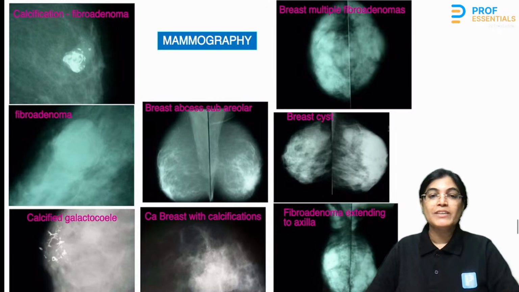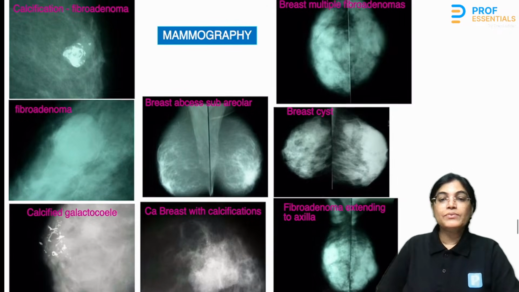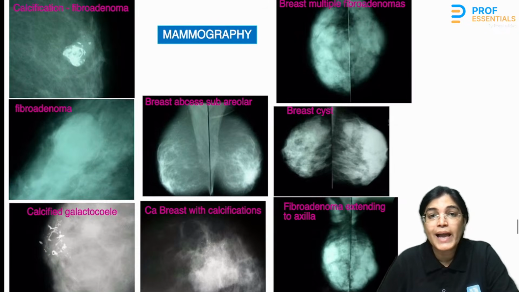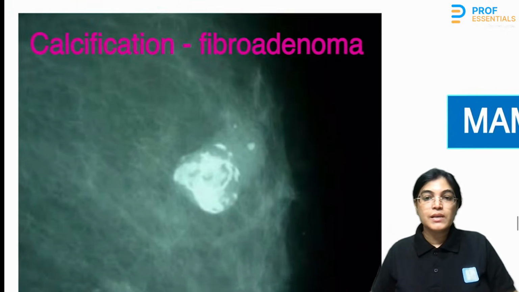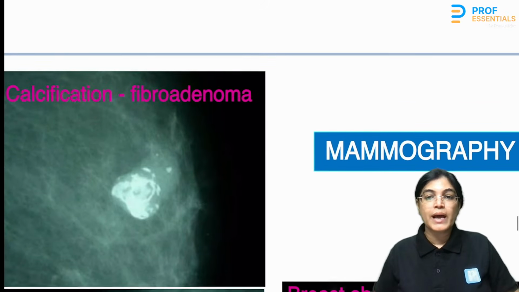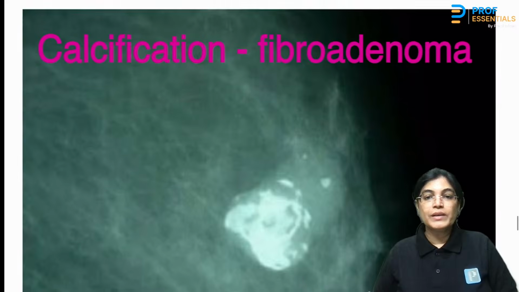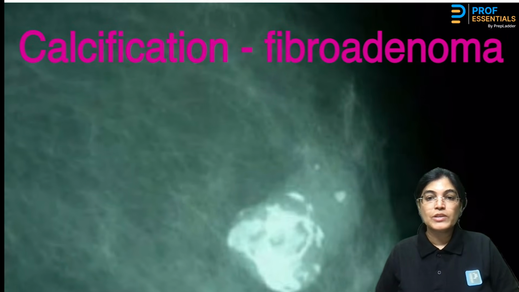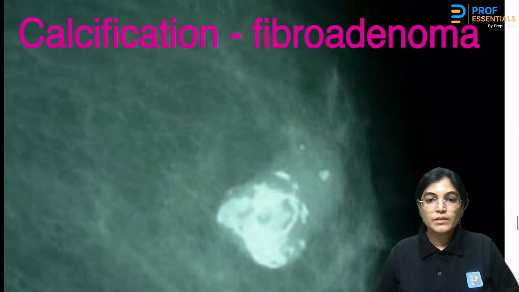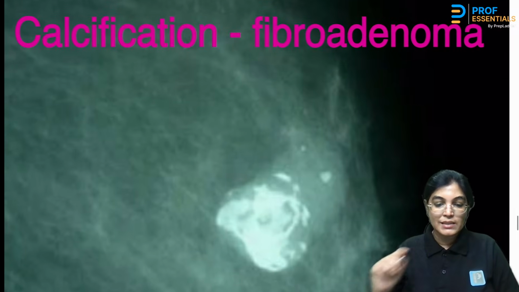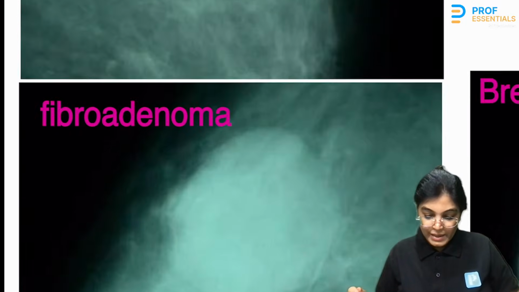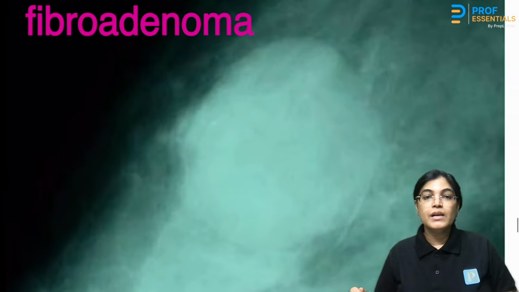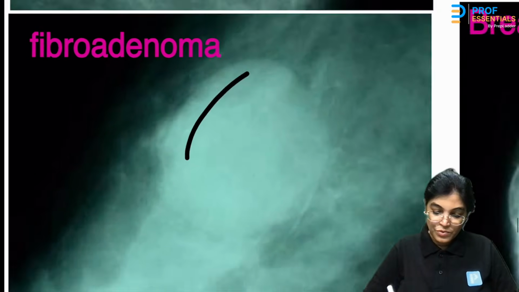This is the image showing the appearances seen in different conditions. These are images of mammography, and you can see how the calcification appears. If you want, I can enlarge it. This mammography image shows the calcification of fibroadenoma. You can see the calcification here in the center. The enlargement, a benign tumor of the breast, is the fibroadenoma, and this is the outline of the fibroadenoma.